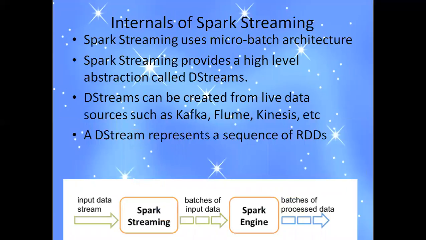So internally, Spark streaming works this way. Your input data gets into Spark streaming. It's broken down into batches. Each batch is an RDD by itself. So think of each batch as time sliced. If your batch frequency is say 30 seconds, it collects all the data coming in for 30 seconds, makes an RDD out of that.